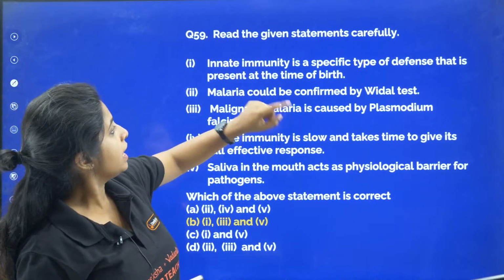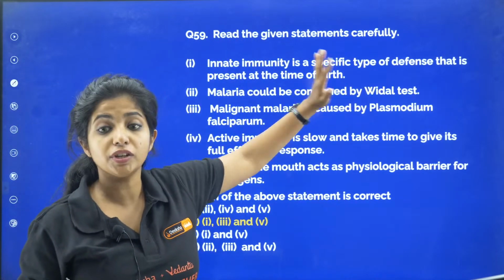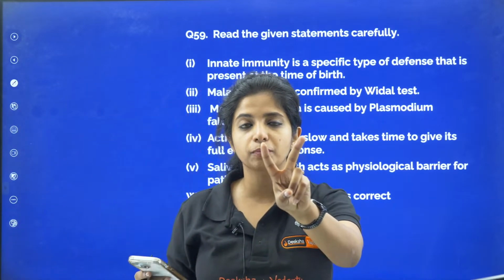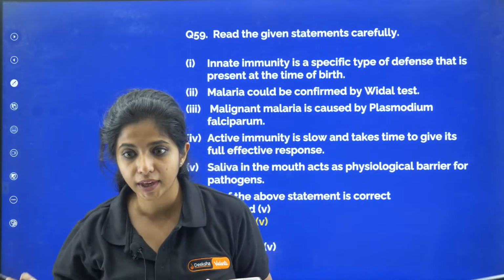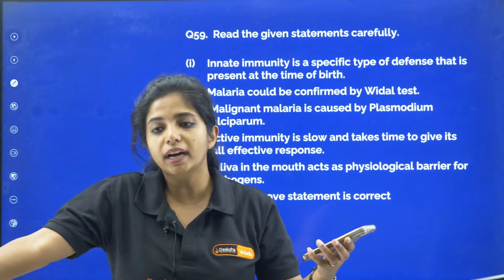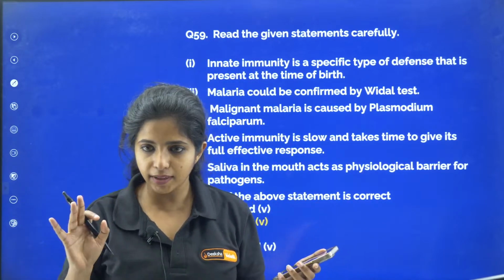Now, innate immunity, specific type of defense. My dear children, it is non-specific. You have two types of immunity: innate and acquired. Innate is non-specific. Acquired is specific. Okay, innate you have from your childhood. Acquired you get throughout your lifetime. Okay, remember that. So it is non-specific.